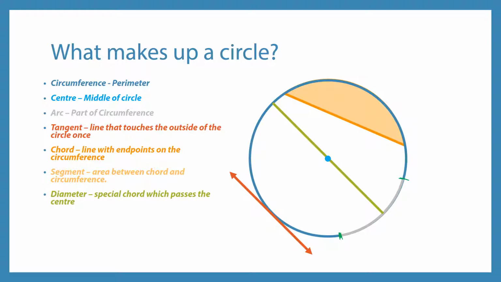Next is the diameter. You probably know this one. The diameter is actually a special type of chord because a chord touches a circle twice. It has two endpoints on the circumference. The diameter is a chord, but it also has to pass through the center of the circle.